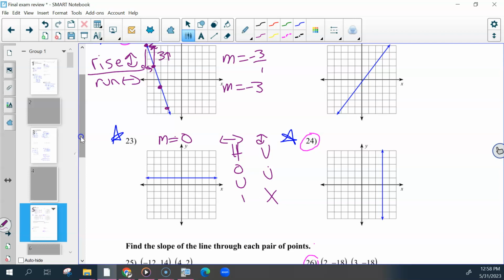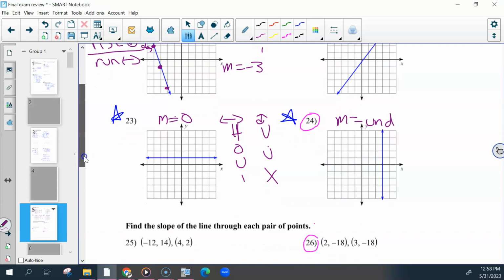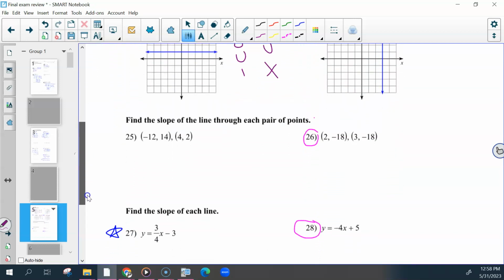Then what would the slope of 24 be? That would be, if you were writing the equation of the line, x equals 3. So it's vertical. And then just what type of slope? Oh, undefined. All of these things will not be given to you on the final, so you'll need to remember them.